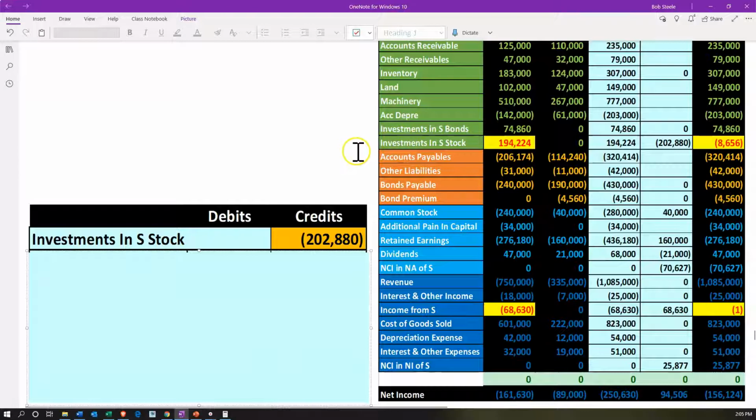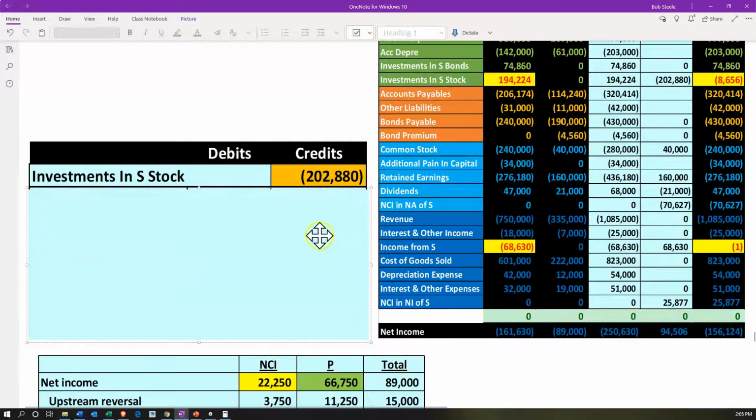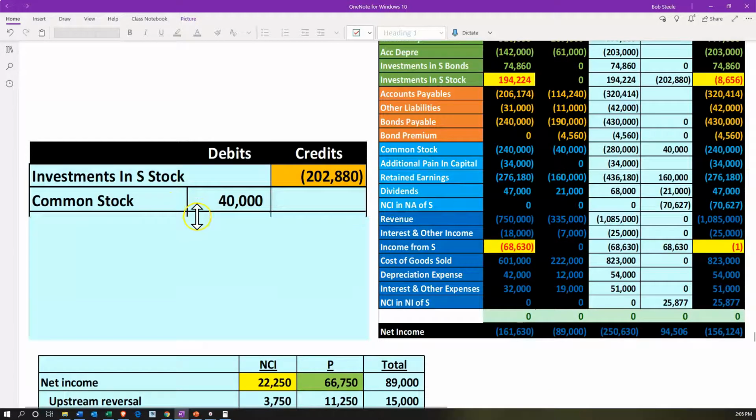So the first one is the investment in S. I'm going to get back to this number later. We're going to take it from the table. That's what the color means, but we'll get back to that soon. Then I'm going to take the common stock for S, this 40,000. We need to, in essence, remove this, standard practice. This is a credit balance, so we're going to do the opposite thing to it, debiting it.